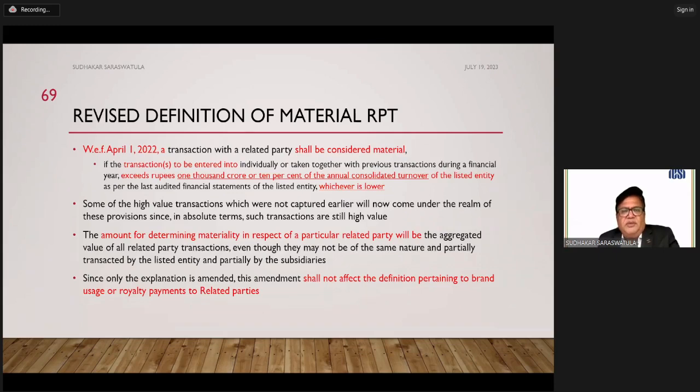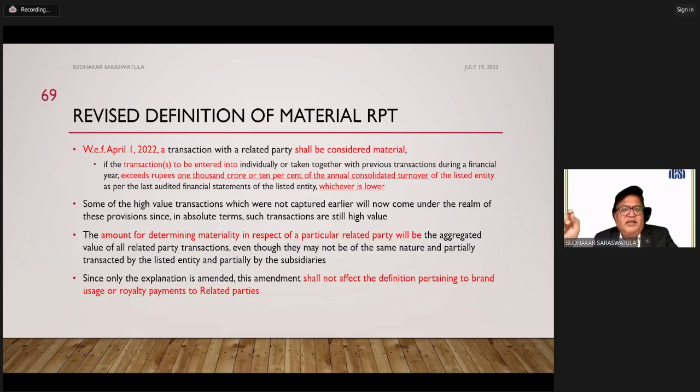Now, effective 1st April 2022, this definition also has undergone a change. If the transactions to be entered into, individually or taken together with previous transactions during a financial year, up to here it is the same, exceed rupees 1,000 crore or 10% of the annual consolidated turnover of the listed entity as per the last audited financial statements of the listed entity, whichever is lower.